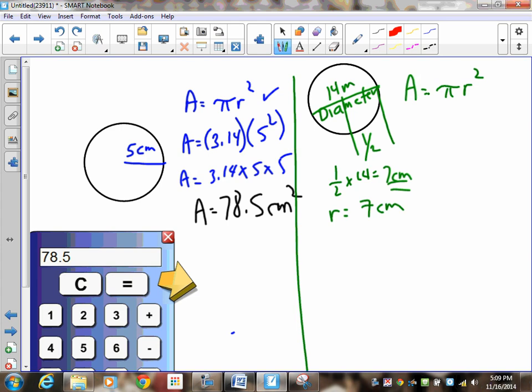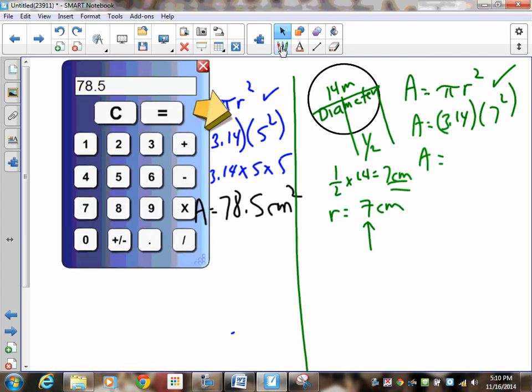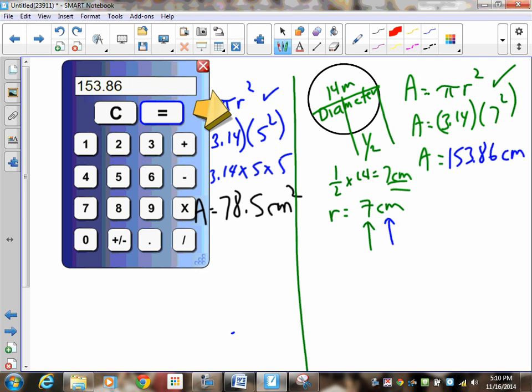All right, now we have to use the formula. Area is equal to pi r squared. Check. Area is equal to 3.14. And now I can use my 7 squared. And on your calculator, 3.14, multiply that by 7, and then by 7 again, and that gives you 153.86. And our units are centimeters, so we are in centimeters.